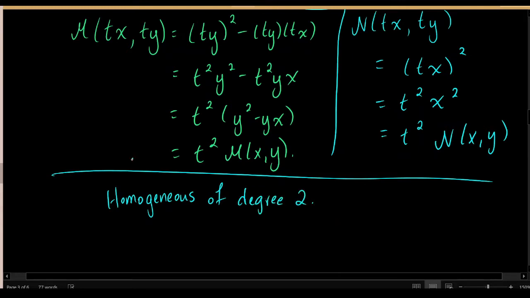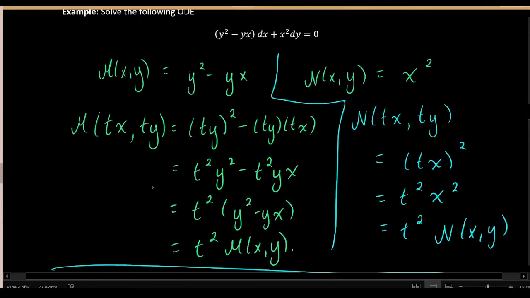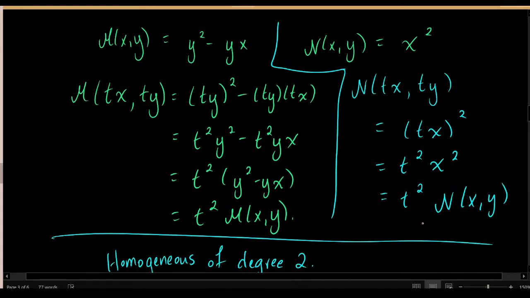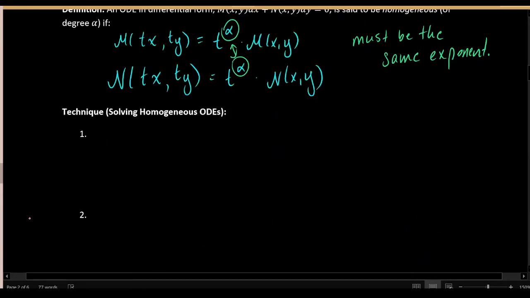That is how we would check if a differential equation in differential form is homogeneous or not. Plug in tx for x and ty for y, simplify, and see if the result can be expressed as t to some power times your original function. If that can be done, and if you get the exact same power for both M and N, then your differential equation is considered homogeneous. Now when you have a homogeneous ODE, it may or may not actually be separable, but it can be transformed into a separable equation via the following change of variables.